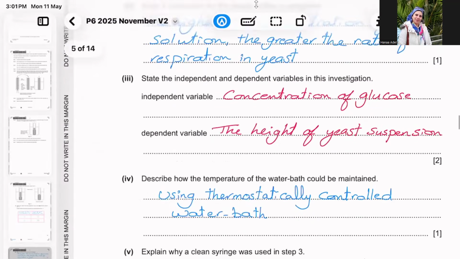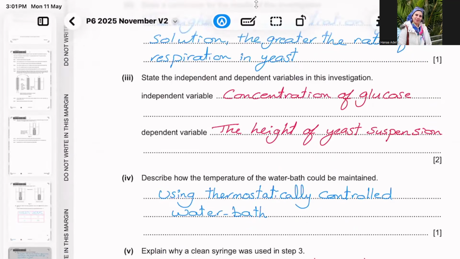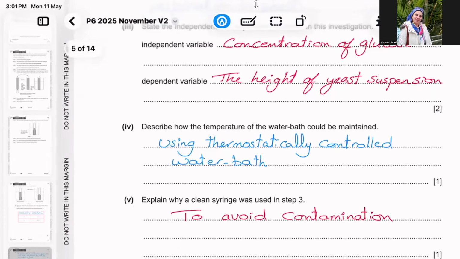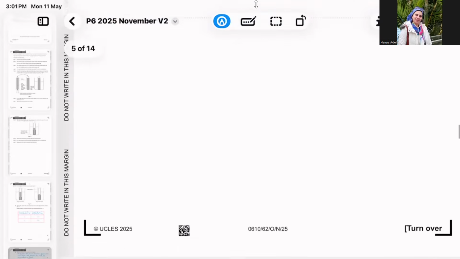Next question, he asked about why a clean syringe was used in step 3. We said that if we use the same syringe that we put the glucose volume in, and the same one we put the distilled water in, we will change the concentration. So it's called contamination. So we use a clean syringe to prevent the contamination.